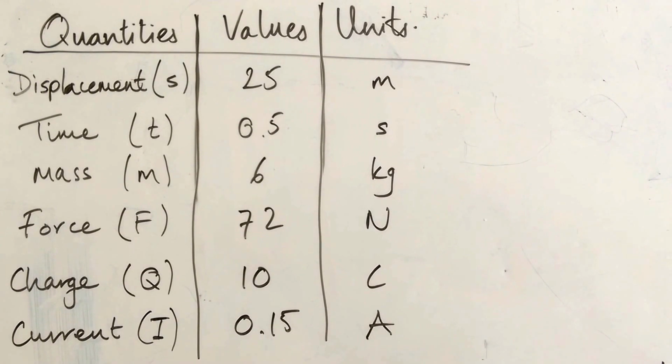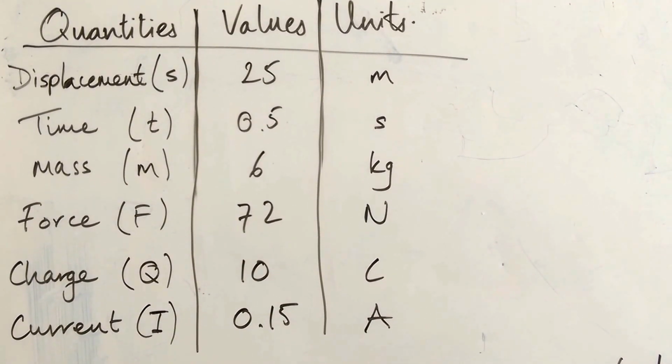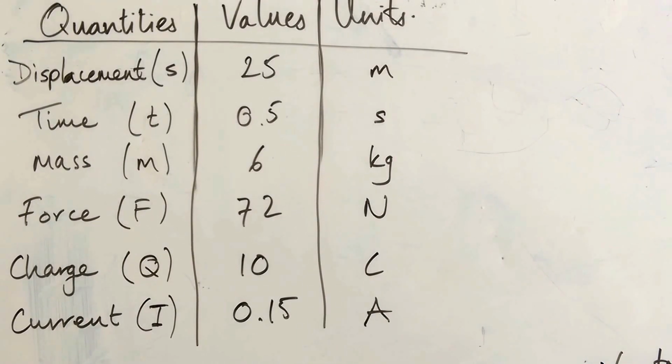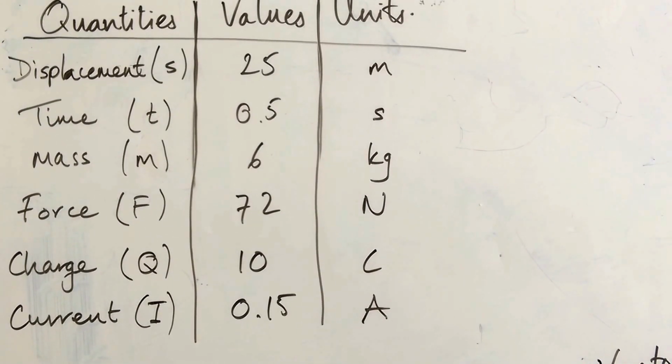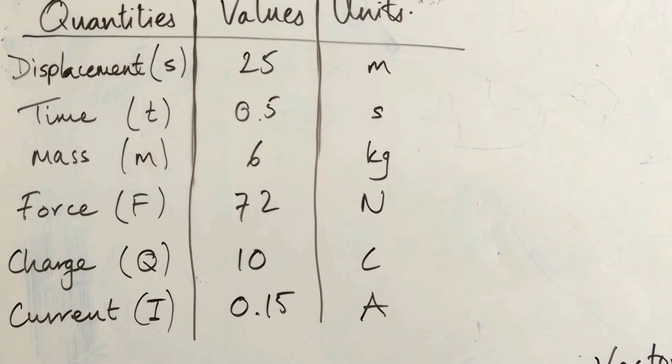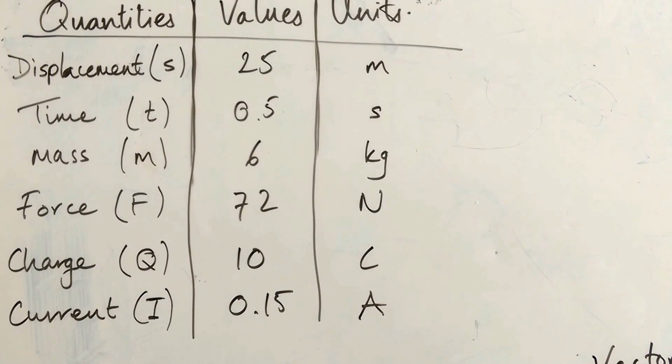First of all, it's important to distinguish between quantities and what they are, values and units. A quantity is something we can calculate or we can measure. Examples are displacement, time, mass, force, charge and current. And we give those a symbol to use in our algebra.